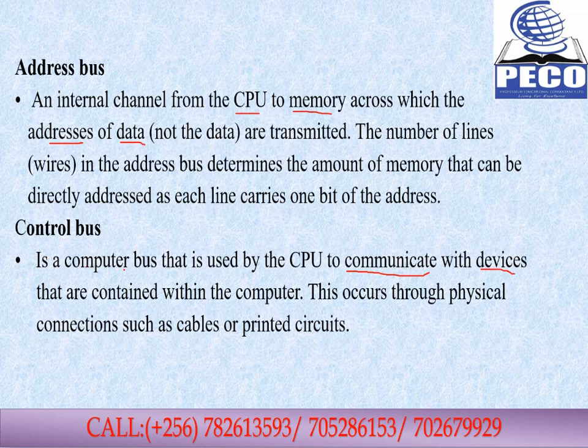So it's a computer bus that is used by the CPU to communicate with the devices contained within the computer. This occurs through physical connections such as cables or printed circuits. The purpose of these channels is to let the CPU, or control unit, because it is within the CPU, send signals to different devices indicating what to do.